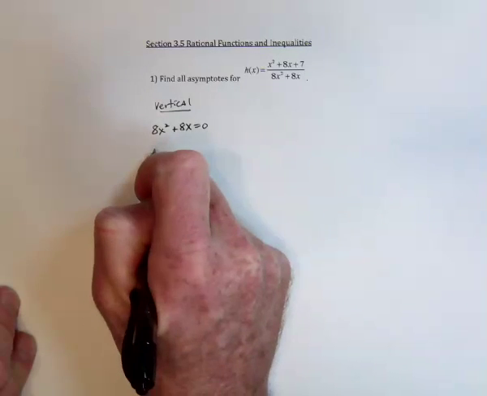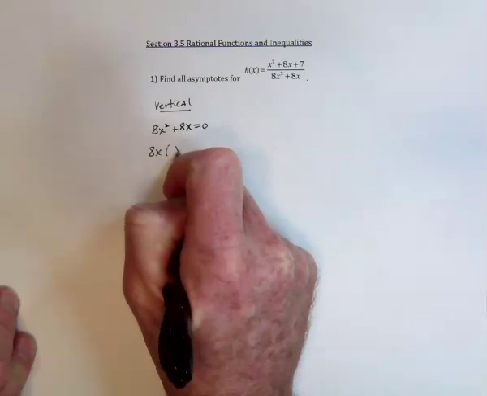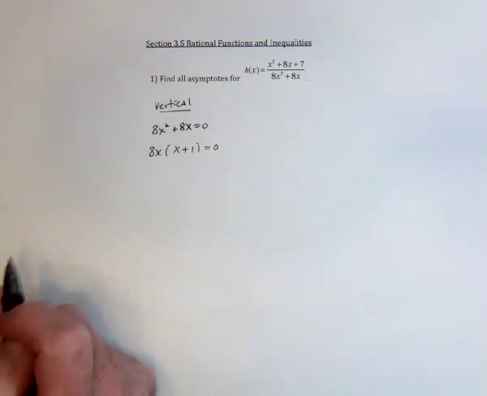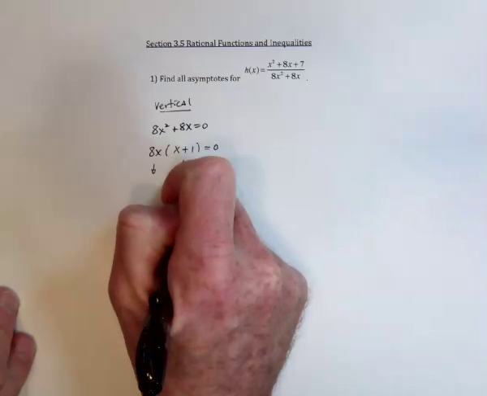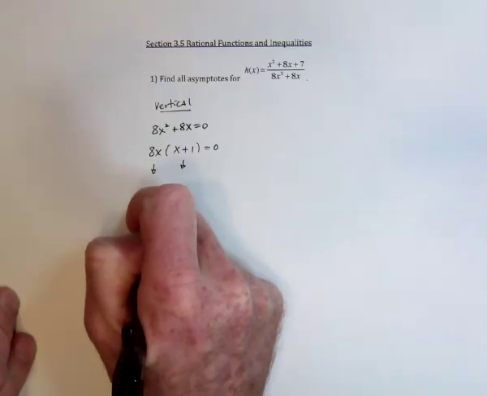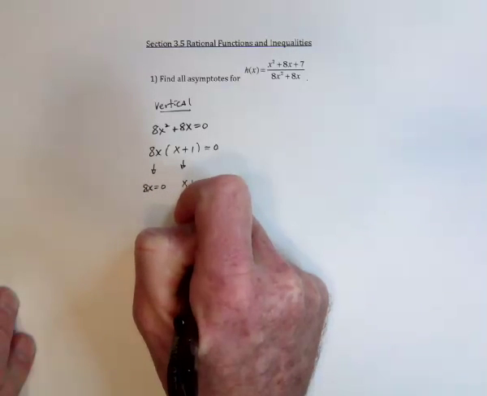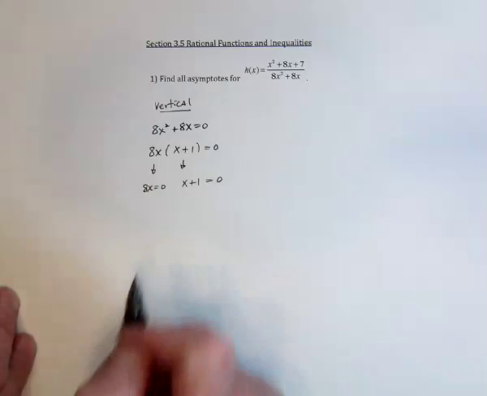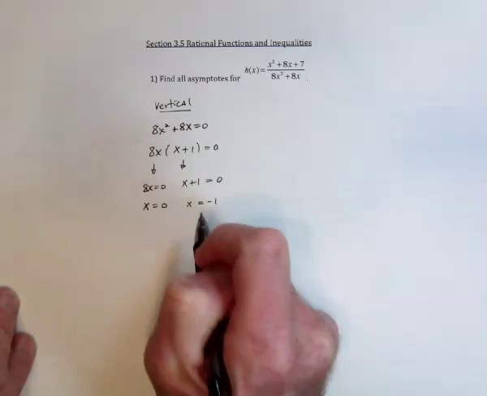And then I'm going to factor this one. So factor out an 8x, it leaves x plus 1 equal to 0. Set each factor equal to 0. And from this one we get 8x equals 0, and x plus 1 equals 0. So the two solutions are x equals 0 and x equals negative 1.